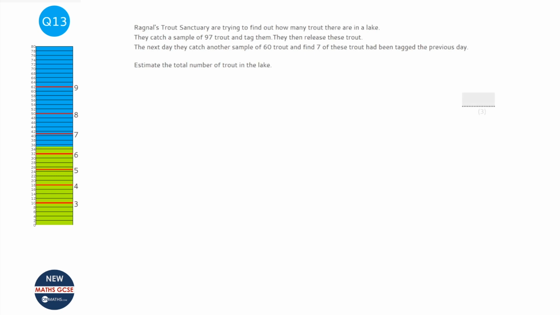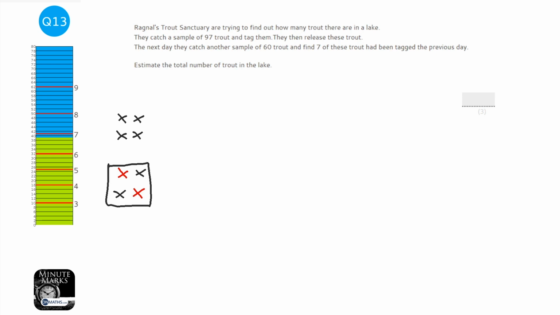Now, this topic is brand new to the GCSE. I don't think it's ever been on the GCSE before, so it could be that all the resources you're using are a bit rusty on it. The idea is that you capture some things and you mark them all, then you put them back into the population, and then you capture a few more again. And then from that information, from the amount that you get back that are marked, you can have a really great estimate of the total population size.